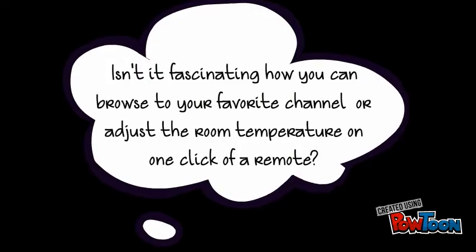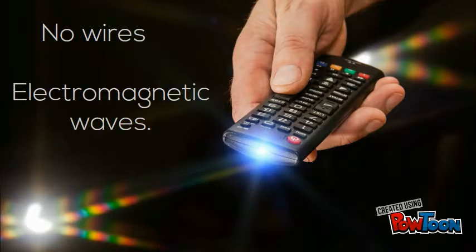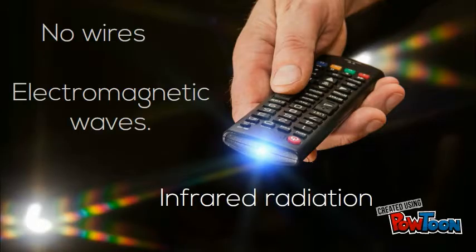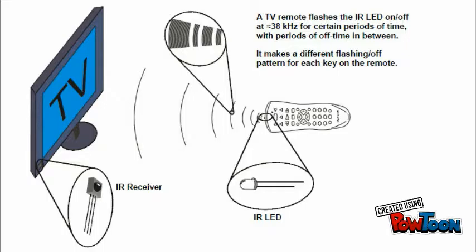Let's see how it works. The first thing you notice about a remote control unit is that it has no wires. So it has to send signals to whatever it is operating using electromagnetic waves. Most remote controls send signals using infrared radiation, though some use radio waves instead. If you look at the top of a remote control unit, you will see there is a small plastic light emitting diode where the infrared radiation comes out.